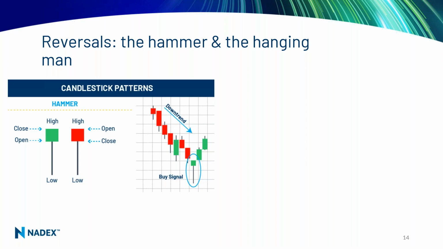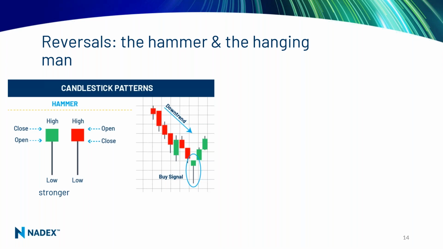So let's first talk about a hammer. You can see there are two types of hammer. There's a green hammer and there's a red hammer. The reason it's called a hammer is because it looks like a hammer. It's got the head up top, and it's got a long wick below. Notice there's no wick above, and it really kind of looks like Mario's hammer a bit. I will tell you that a green hammer is a stronger indicator, but a red hammer is still a hammer.